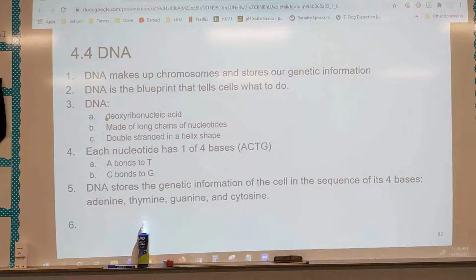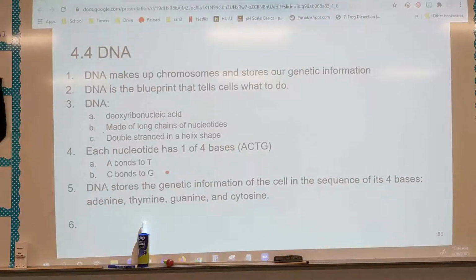DNA stands for deoxyribonucleic acid. You should have heard that before now. It's long chains of nucleotides. You should have known that from chapter 2. And it's a double-stranded double helix. So you have 2 strands, and they wrap around each other so that they form like a spiral staircase.